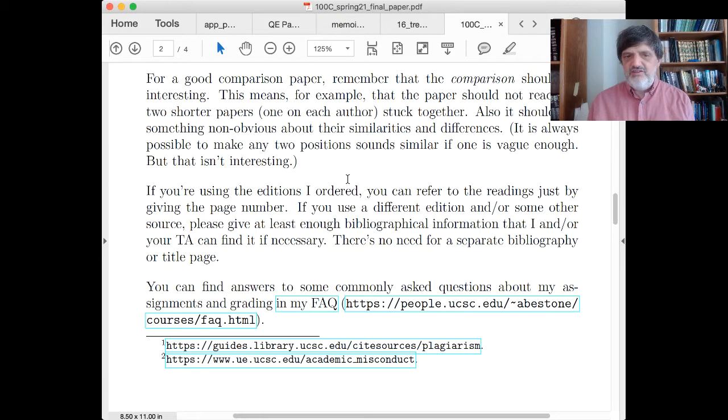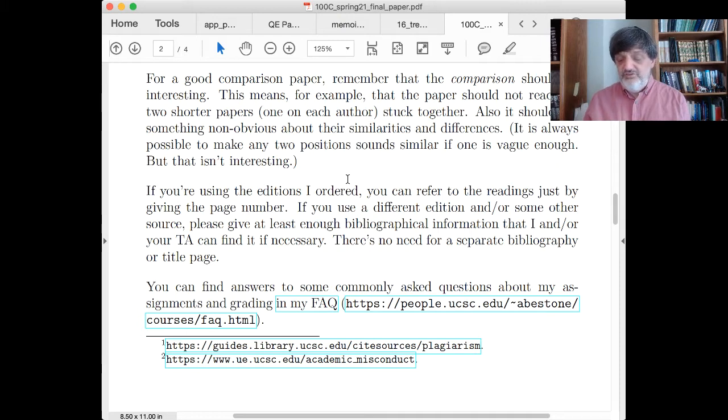So it means you're trying to say something interesting about the relationship between the two authors. I do this all the time, or try to do it. I don't know if you're actually interested, but I'm interested. I do this all the time in lecture. I'll say, okay, so what do Berkeley and Locke actually disagree about here? That's a question you couldn't answer by writing one paper about Berkeley and another paper about Locke. It's intrinsically about the comparison.